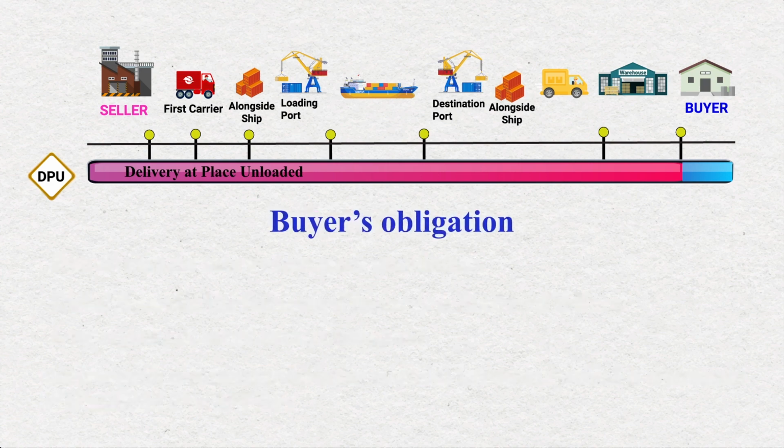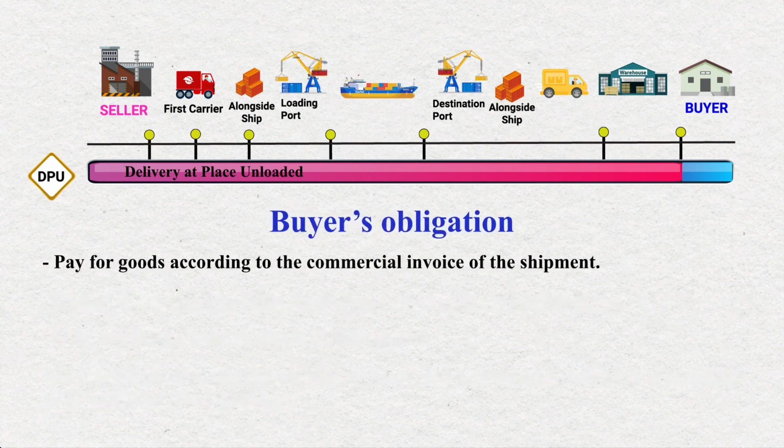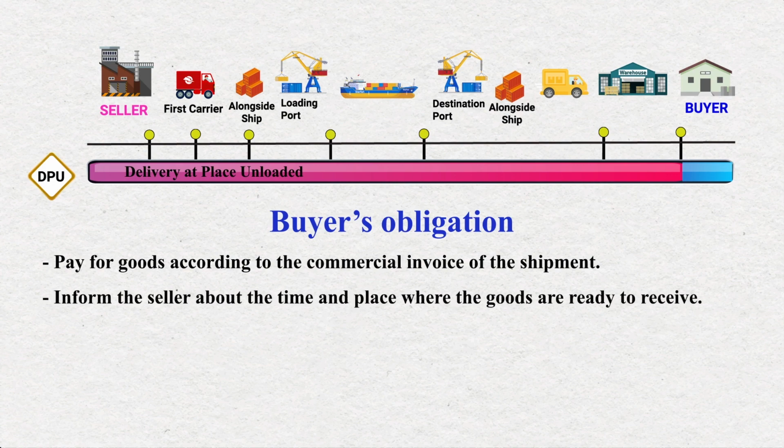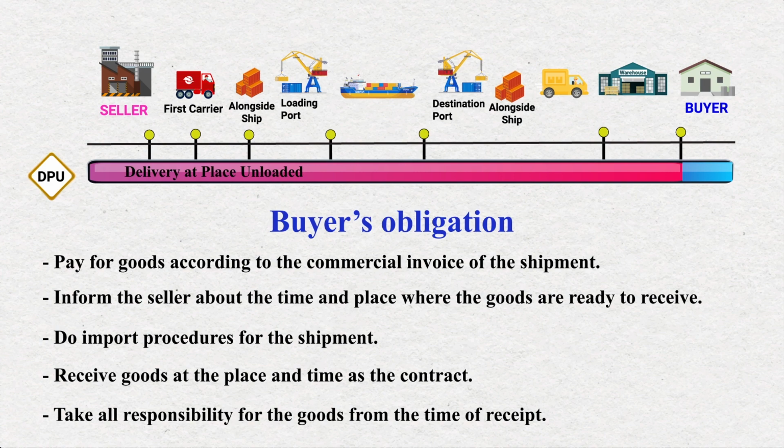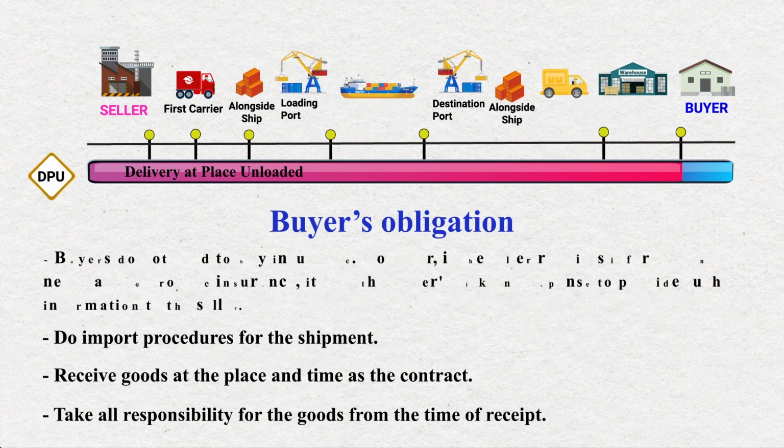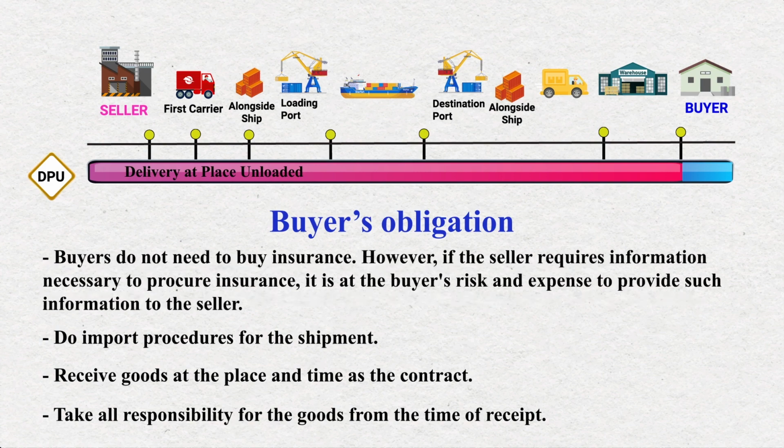Buyer responsibilities are: pay for goods according to the commercial invoice of the shipment. Inform the seller about the time and place where the goods are ready to receive. Do import procedures for the shipment. Receive goods at the place and time as the contract. Take all responsibility for the goods from the time of receipt. Buyers do not need to buy insurance. However, if the seller requires information necessary to procure insurance, it is at the buyer's risk and expense to provide such information to the seller.